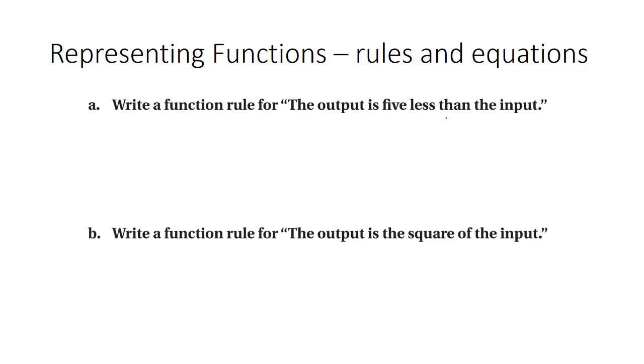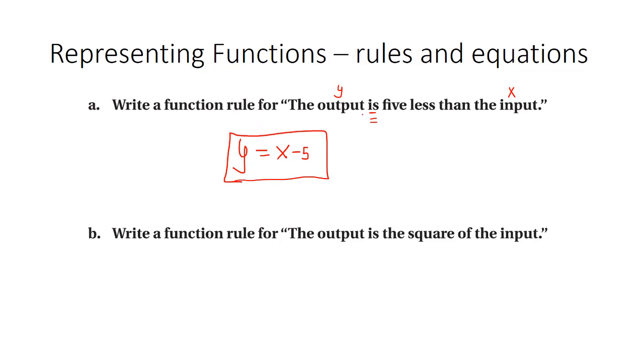It says, write a function for a rule. The output is 5 less than the input. So the first thing we do is we realize the output is what we get out, and that's our y, and our input is what we put in, and that's our x. So we assigned y and x for our variables, and it says the output is, remember, is means equals, so I have y equals 5 less than the input. Well, if it's 5 less than the input, then I take the input, take away 5, right? So here is a rule for my function.